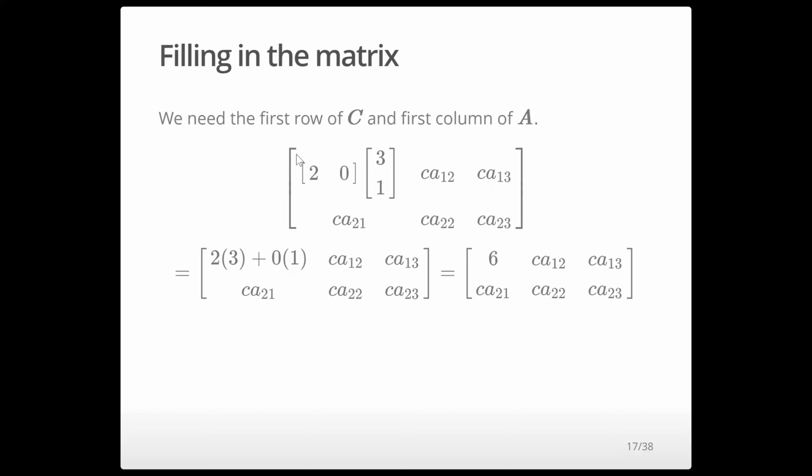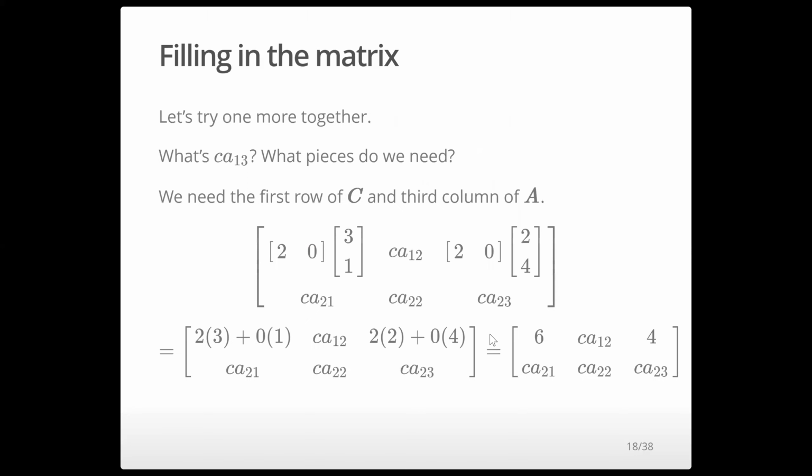So that's what we have here. And so we get this inner product, which we do down here, and that gives us 6. So C A11 is 6. Let's try one more.